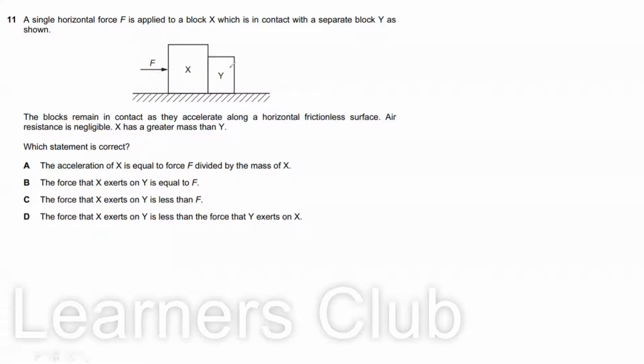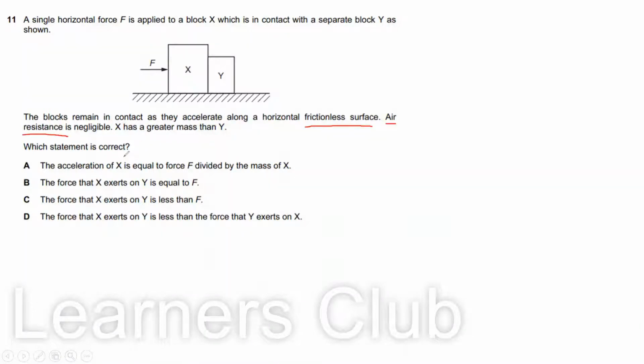So you can see two blocks and there is a force. This horizontal surface is a smooth surface because they have mentioned it's a frictionless surface. Air resistance, we are neglecting it. And they have also told the mass of X is greater than the mass of Y. Which statement is correct?